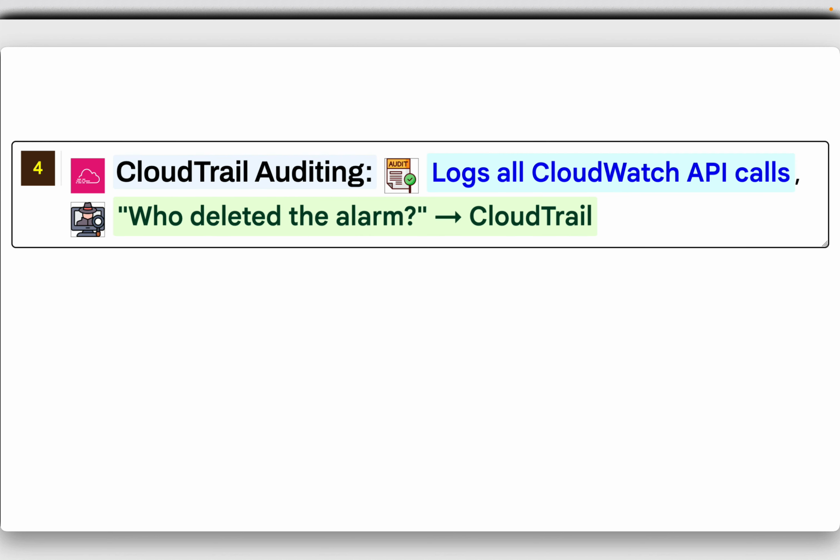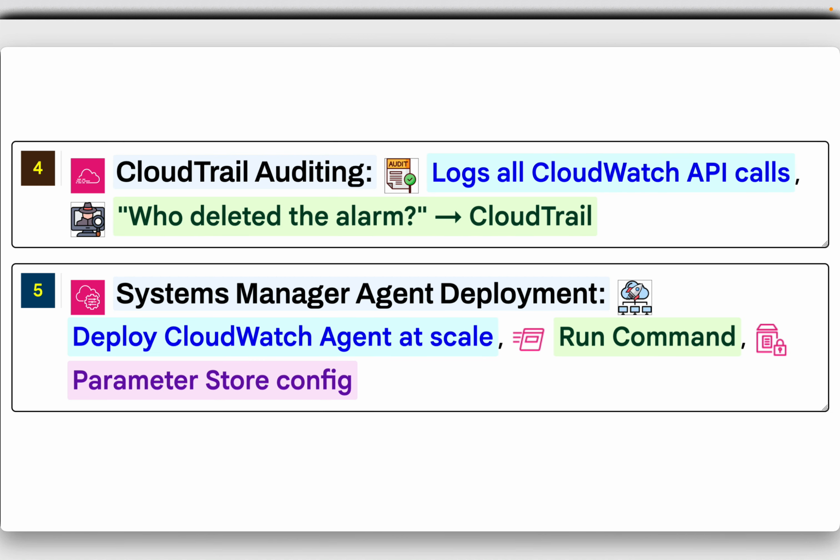CloudTrail logs all CloudWatch API calls. If you need to find out who deleted an alarm, check CloudTrail. Use Systems Manager to deploy CloudWatch agents at scale via run command and parameter store config.